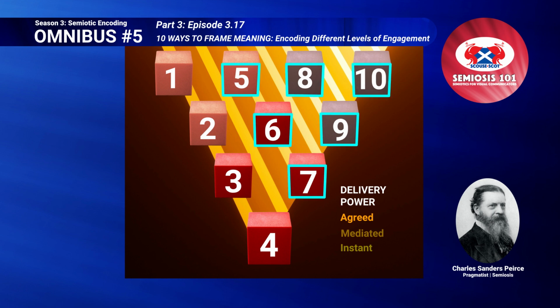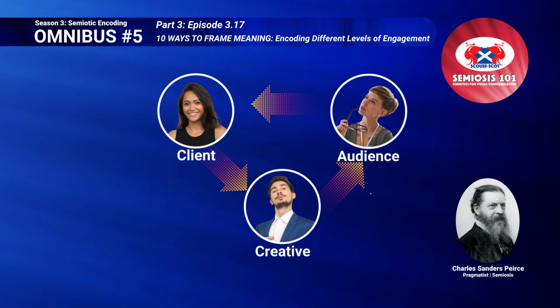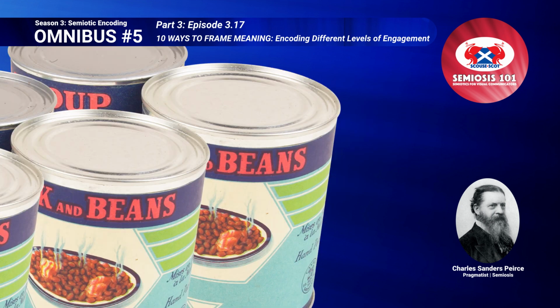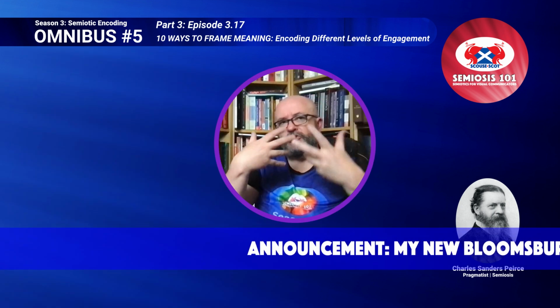PEIRCE'S legisign. Sign classes 5, 6, 7, 8, 9 and 10 rely on an agreement that delivery as X, it means Z. But an agreement? The client's brand wants to be the market leader in tin beans, so the customer buys more. The audience who shop for beans agree that when the client's brand is recognised, it means quality beans. Semiosis helps to structure that branding.